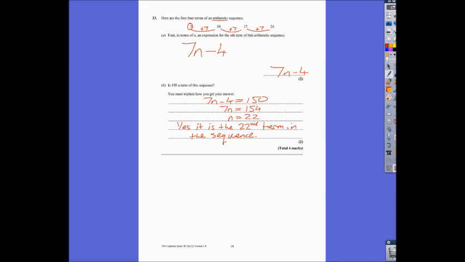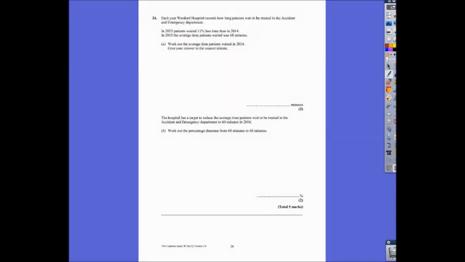Next question. Question 24. Each year, Wentford Hospital records how long patients waited to be treated in accident and emergency. In 2015, patients waited 11% less time than in 2014. In 2015, the average time patients waited was 68 minutes. Work out the average time in 2014.